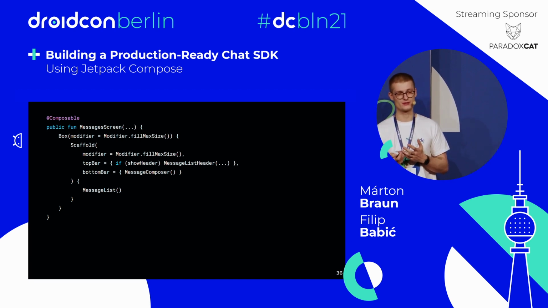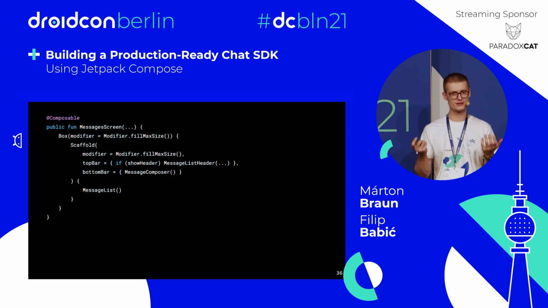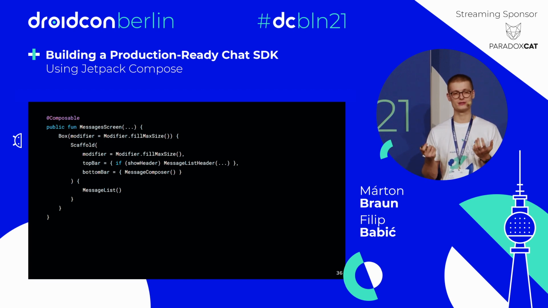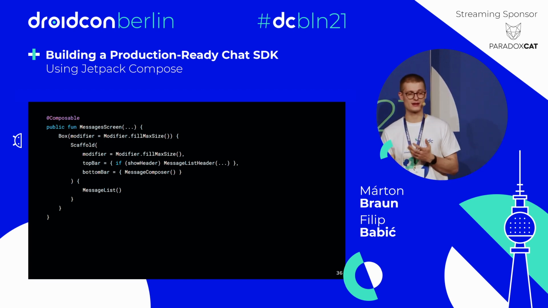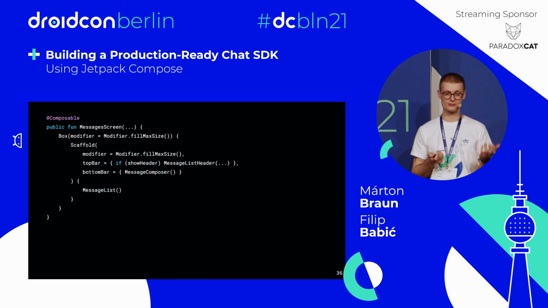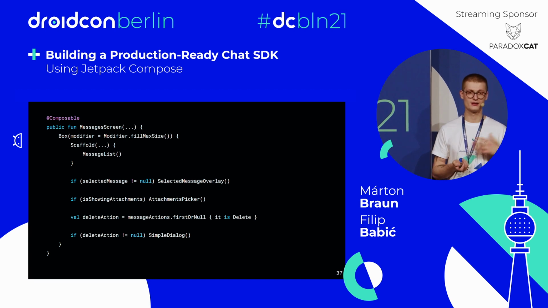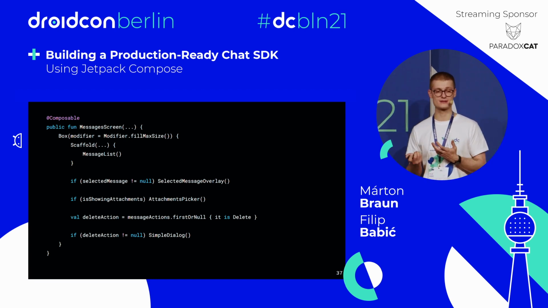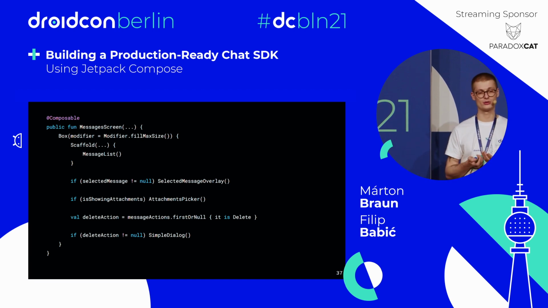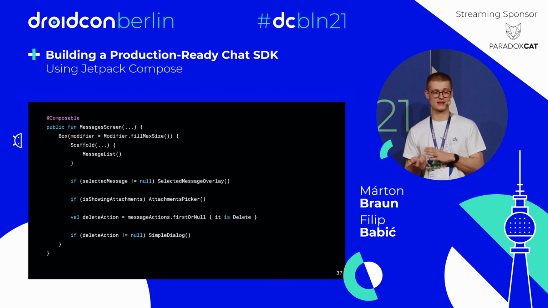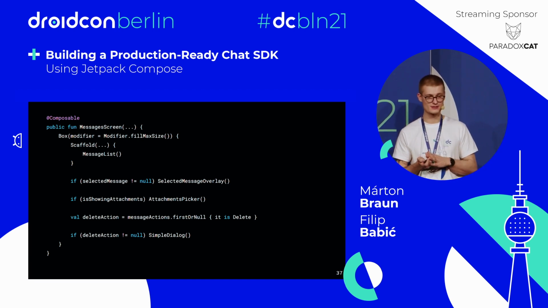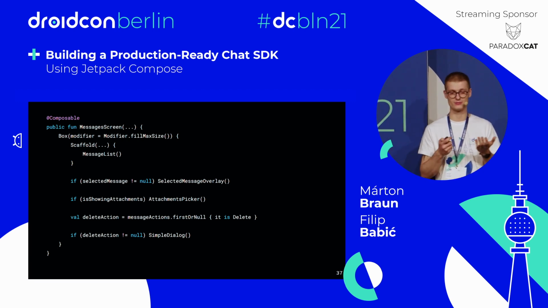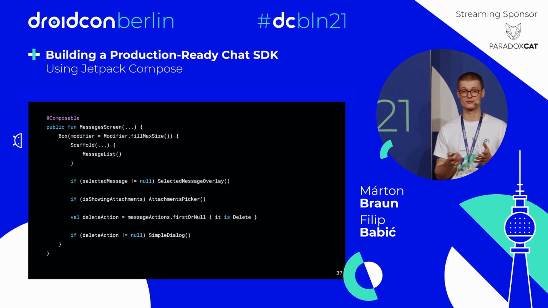Essentially, the parent for the messages screen is a box which fills the entire screen, or whatever the user gives us. We have a scaffold that shows the top bar, the bottom bar, and we have some content. The box is used to allow us to overlay stuff. So if we want to show different types of overlays, we can do that. And we do that in the following way. After the scaffold, we just have a bunch of smaller checks, such as if we need to show a selected message overlay, the attachment speaker, or something else.